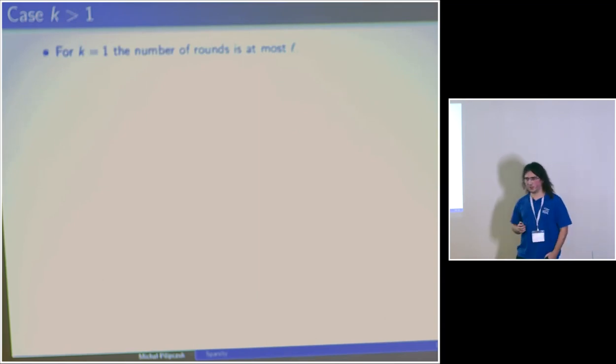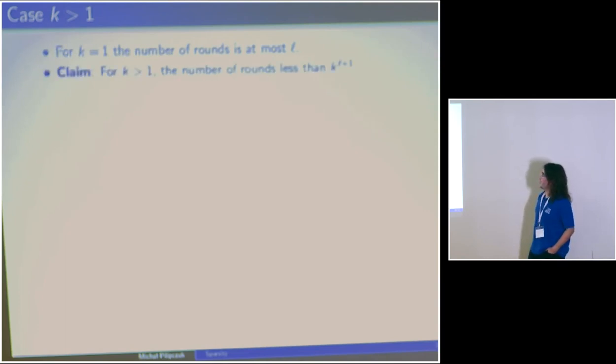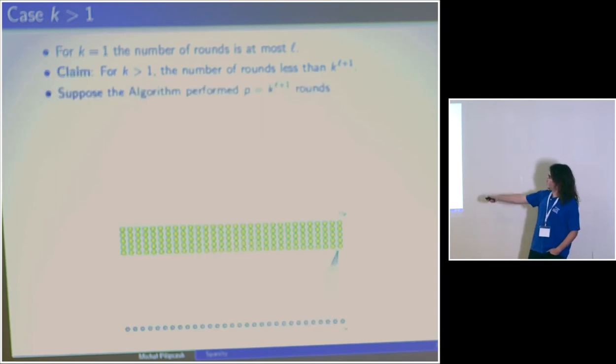For k larger than 1, it will actually be simpler. We have shown that for k equal to 1, the number of runs is at most some constant L. And I claim that for larger k, it will be at most k^(L+1), where L is the bound for k equal to 1. How do I do it? Suppose that my algorithm did so many rounds: p equal to k^(L+1) rounds.